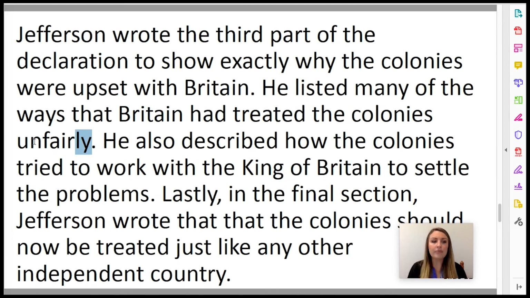Okay? And it also said that they had tried to work with the king. Let's add that too. So they tried to work with king. And do you remember the final part? Excellent. In the final part, the fourth part, let's add that to our chart. Fourth part said the colonies should be treated like any other country.